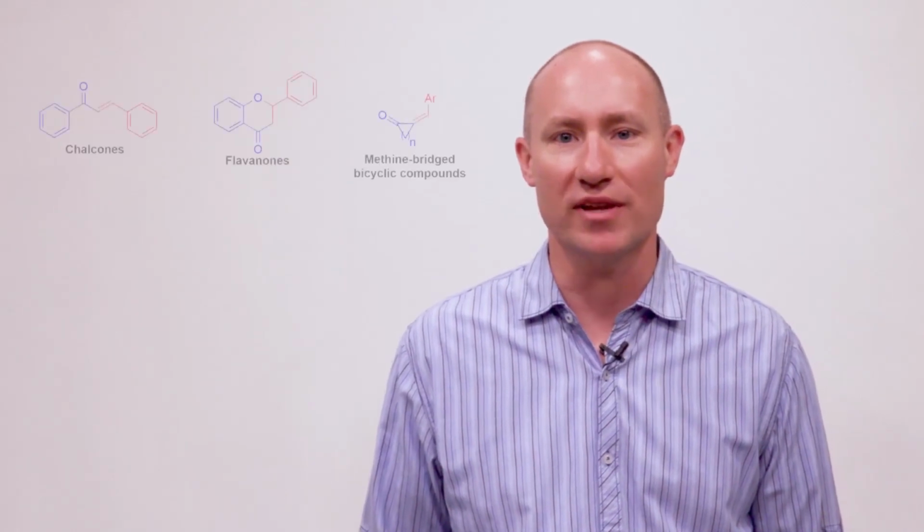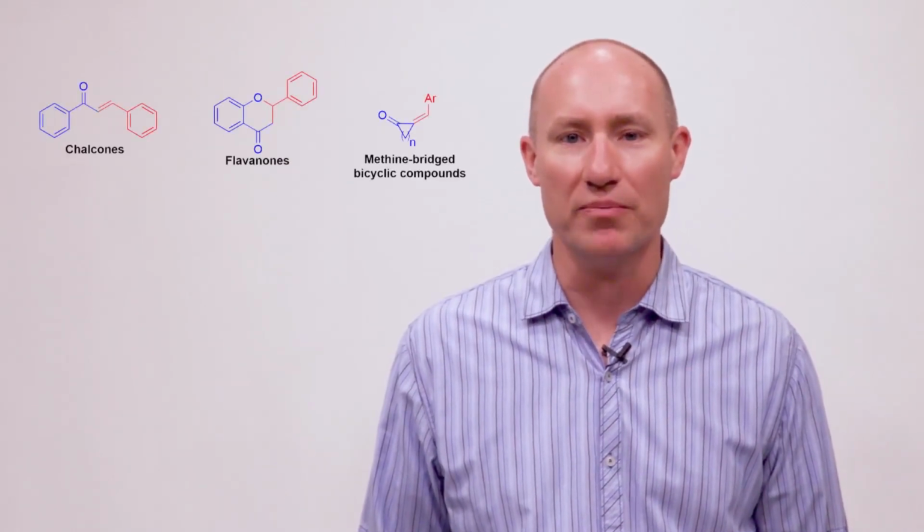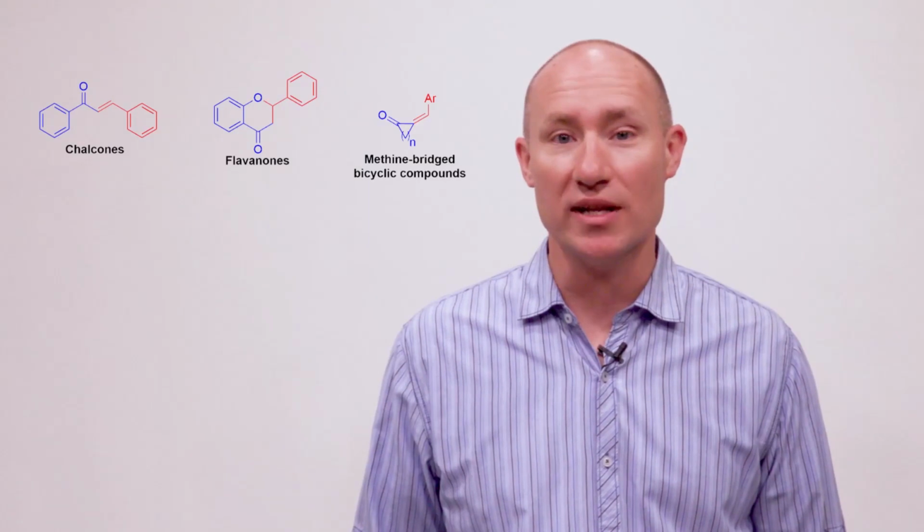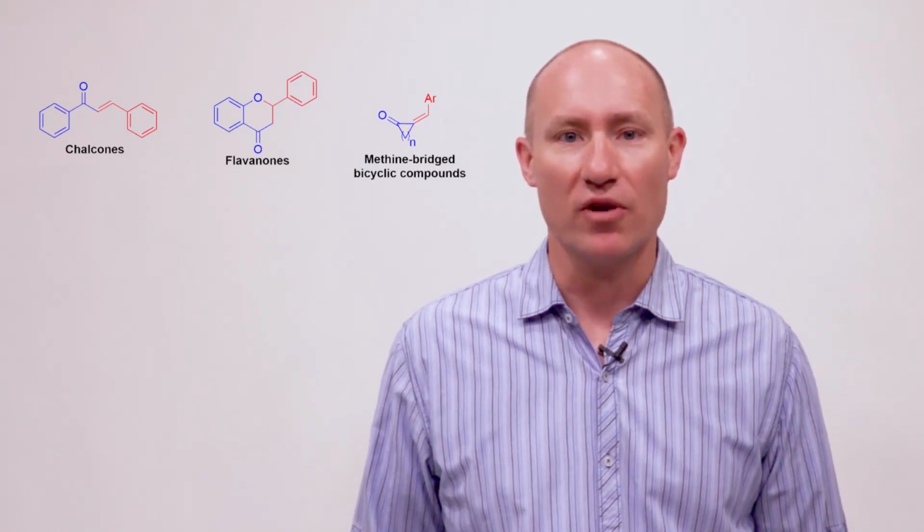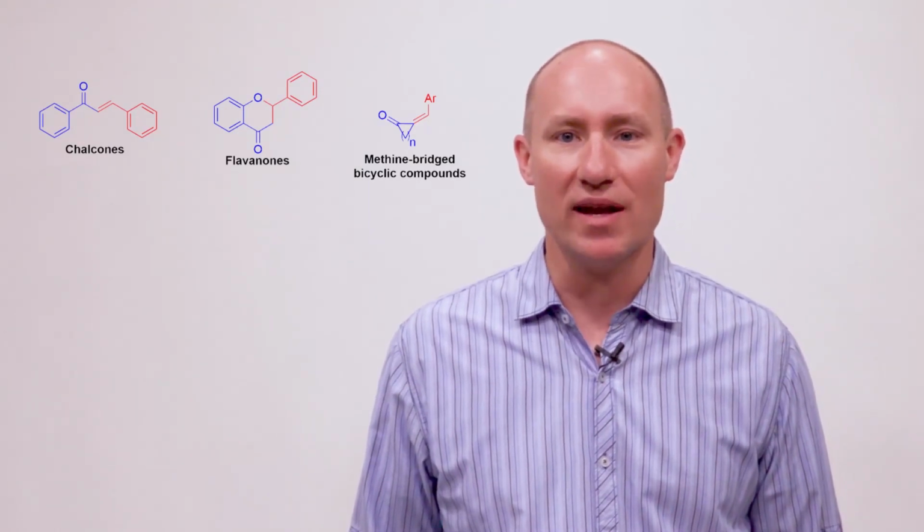The Claisen-Schmidt condensation has been used to generate a number of compounds over the years. However, it has been extensively used to join the aromatic ring systems of the chalcones and flavonones, which are shown in red and blue. The blue portion indicates that derived from the enolate, and the red is of the aromatic portion.